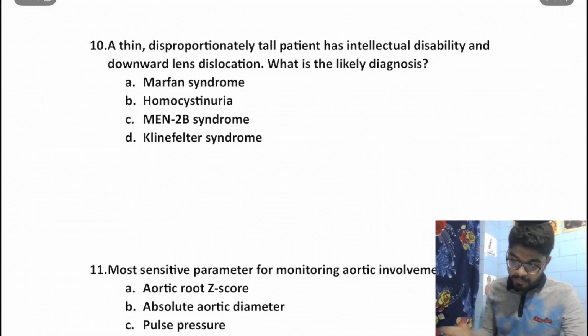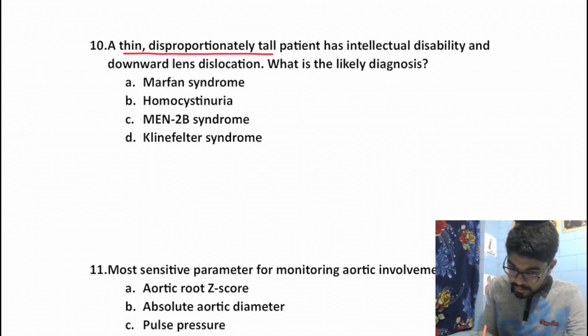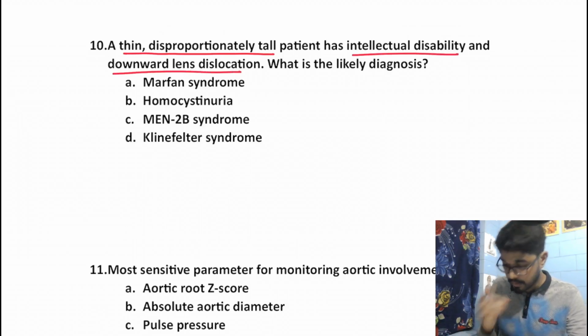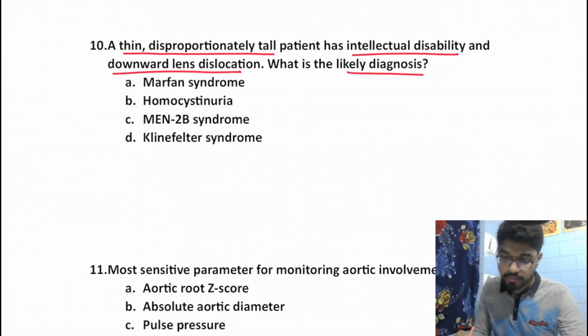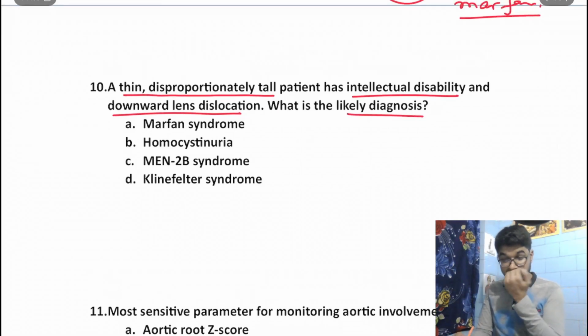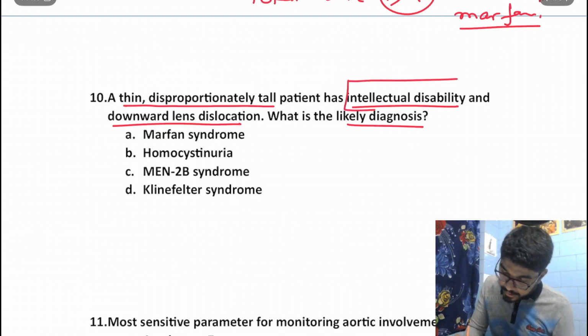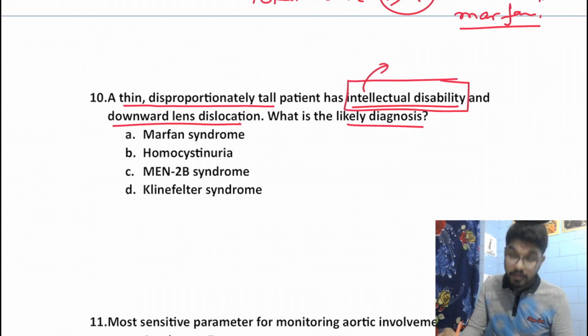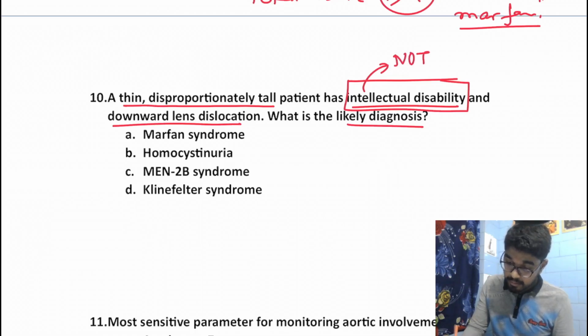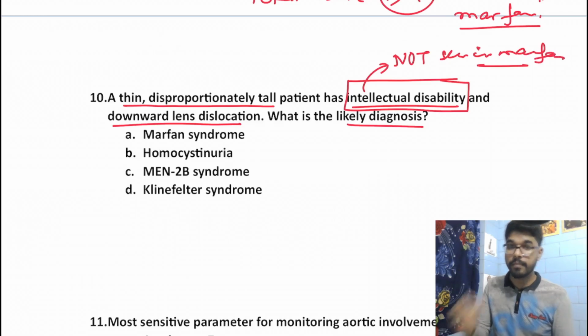A thin, disproportionately tall patient has intellectual disability and downward subluxation of the lens. What is the likely diagnosis? Now this seems like Marfan, but in Marfan we do not get intellectual disability. It is not seen in Marfan.